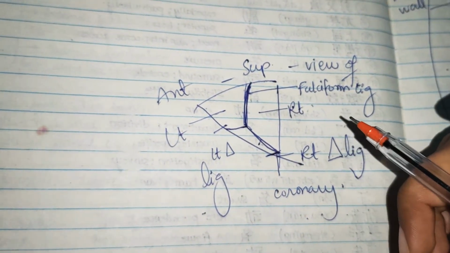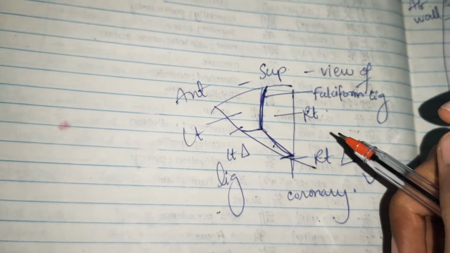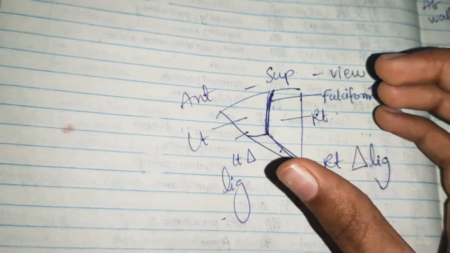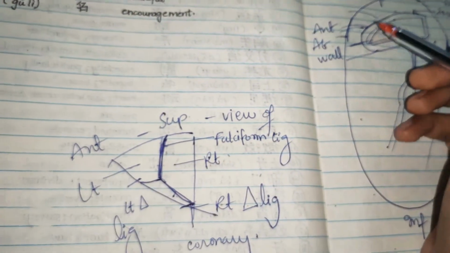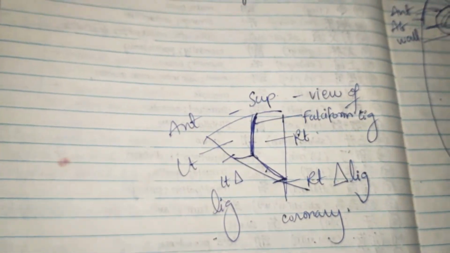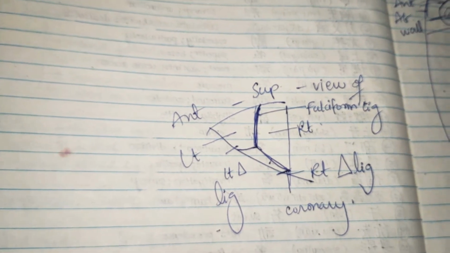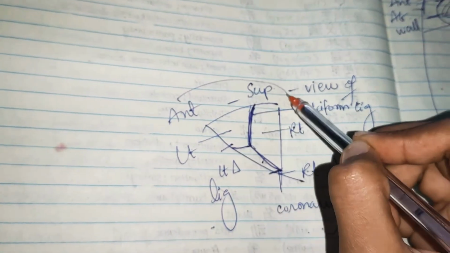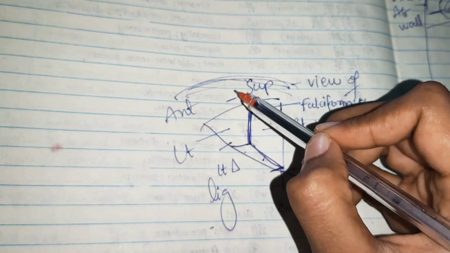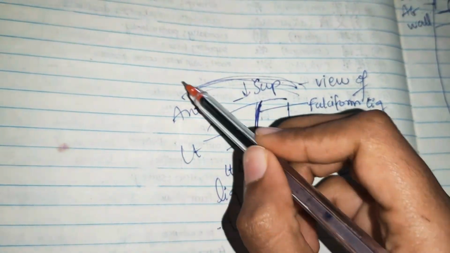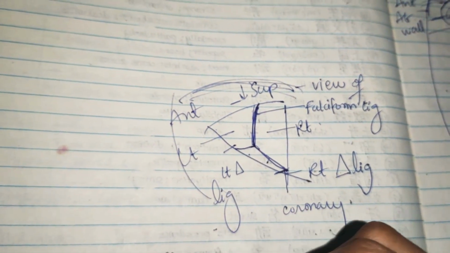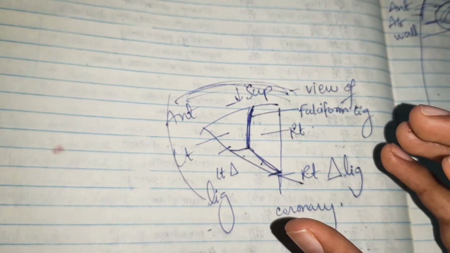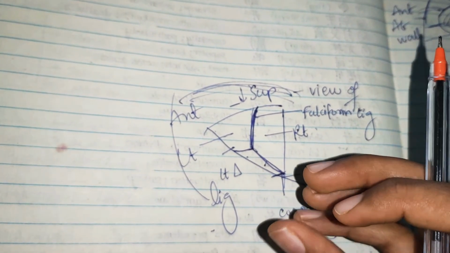The falciform ligament is a sickle-shaped fold which connects the anterior superior surface of the liver to the anterior abdominal wall, and it also attaches to the undersurface of the diaphragm. Of course, the diaphragm is just above the liver. So it attaches to the undersurface of the diaphragm, and also to the anterior abdominal wall. And this fold is also raised by the ligamentum teres of the liver.